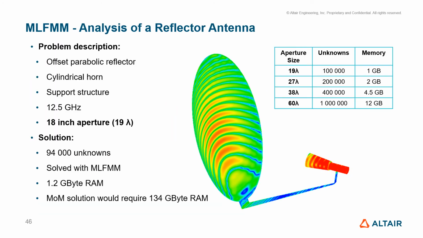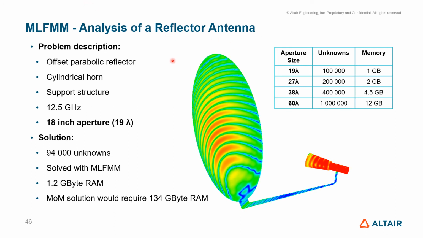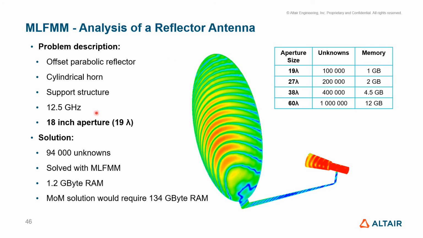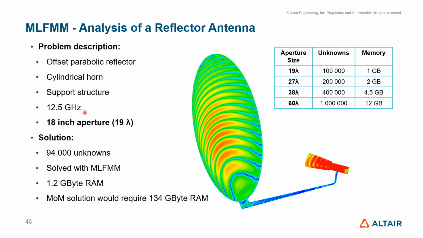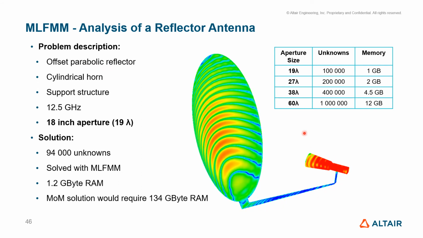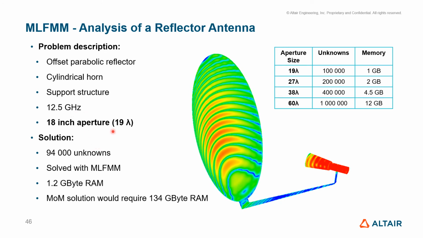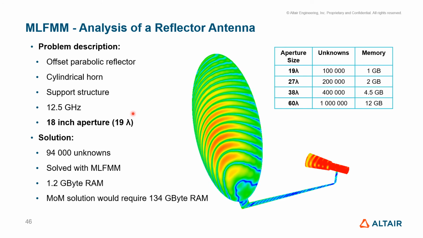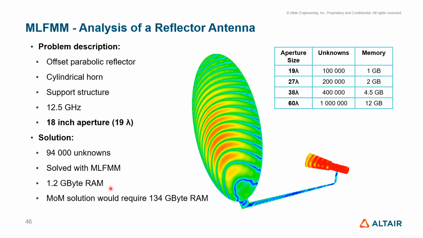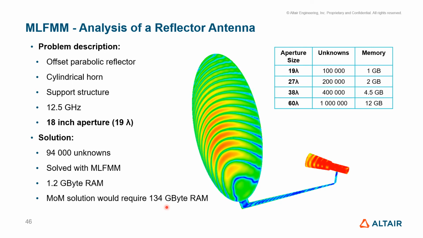Another usual electrically large structure we deal with is the reflector antennas. So MLFMM is quite suitable for doing this kind of structure. In this case, we're talking about a 12.5 gigahertz offset parabolic reflector, including the supporting structure. So everything is taken into account, at the frequency 12.5 gigahertz with the 18-inch aperture. It's 19 wavelengths in aperture size, 94,000 unknowns, 1.2 gigabytes of RAM, and method of moments would have taken 134 gigabytes of RAM as we have seen before.